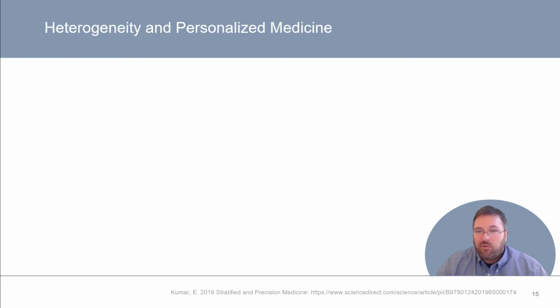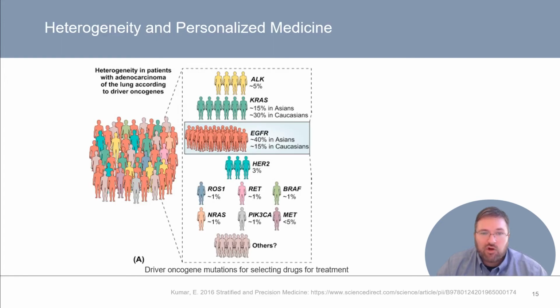Our last slide dives a bit deeper into a specific example of heterogeneity and its relationship with improving personalized medicine. This example was taken from a book chapter by Kumar in 2016. Here we have a group of patients with adenocarcinoma of the lung, otherwise known as lung cancer. The different color of each patient reflects heterogeneity according to respective driver oncogene mutations they each possess. For example, EGFR is an oncogene that is known to be a predictor of response to EGFR TKI, a tyrosine kinase inhibitor applied as a treatment. The number of people in each heterogeneous group reflects the approximate incidence of each oncogene in the patient population.